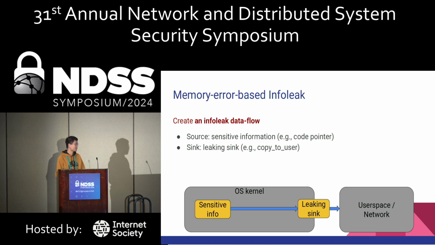In memory error-based Infoleak, the attacker needs to create an Infoleak data flow. As is illustrated in this figure, this data flow carries sensitive information to some leaking sink, like a function named copy_to_user. When sensitive information reaches the leaking sink, it will go to user space or network, where the attacker can retrieve the values.